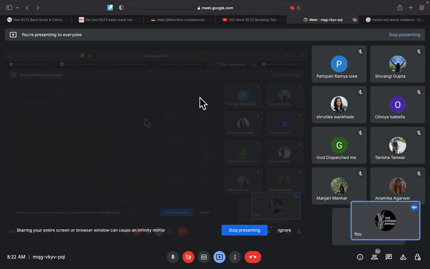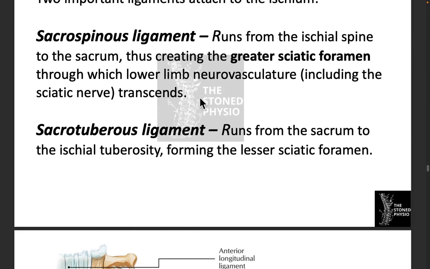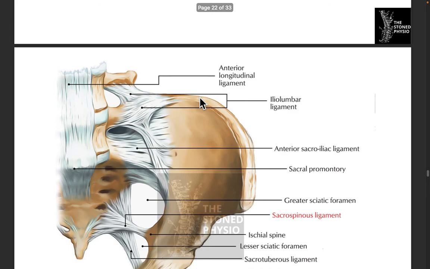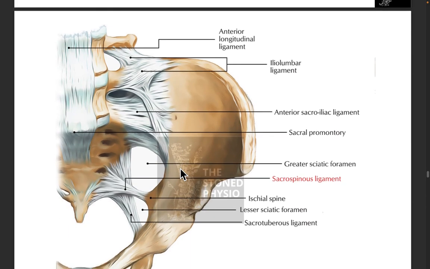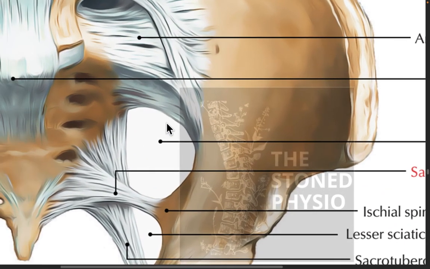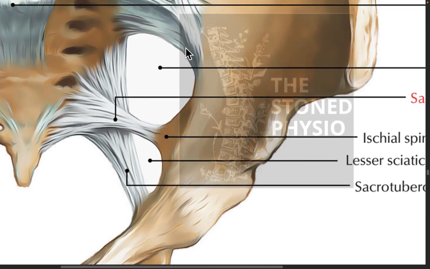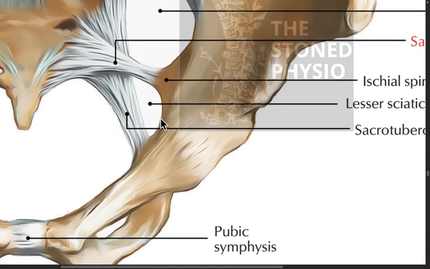Now, the last thing that we are supposed to talk about is the two ligaments, the sacrospinous ligament and the sacrotuberous ligament. If everyone remembers, in the starting when we talked about the ilium, we talked about these two notches. Can anyone tell me the name of this notch, this and this notch? Lesser sciatic. This is the greater sciatic notch and this is the lesser sciatic notch. And this is called the ischial spine.